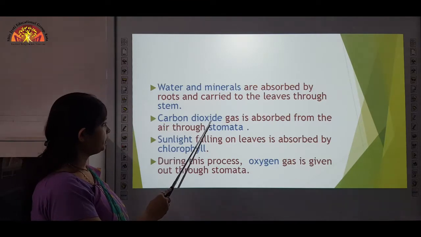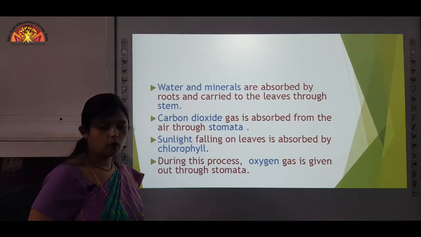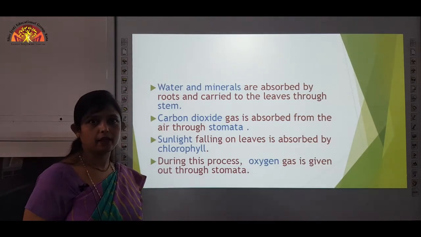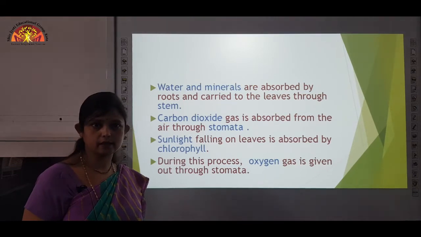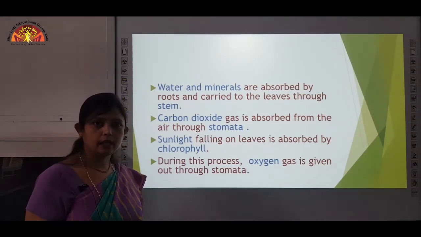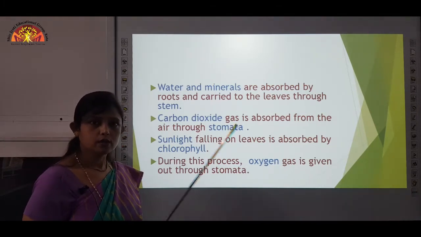Then carbon dioxide gas is absorbed from the air through stomata. Now as air is a mixture of gases and it contains carbon dioxide, oxygen and all the gases, the carbon dioxide gas is absorbed from the environment through the holes called stomata.